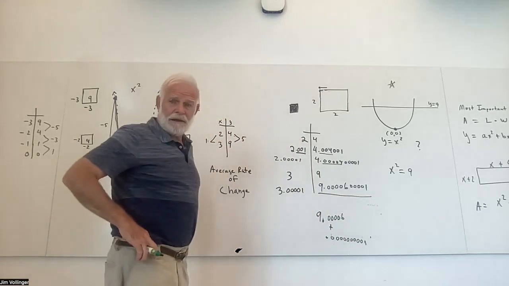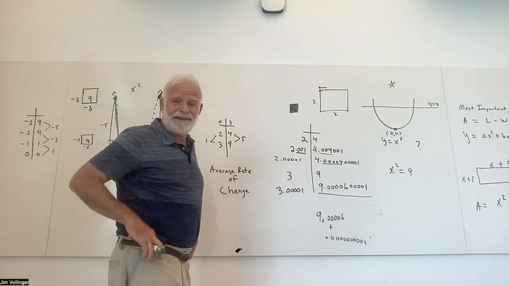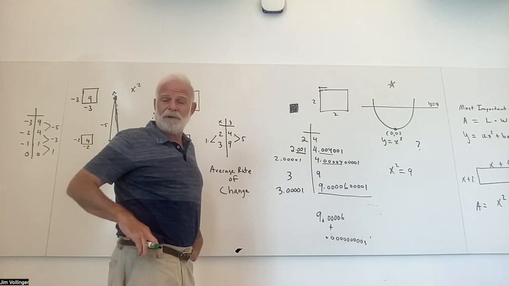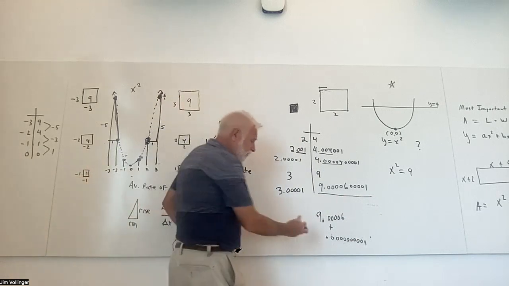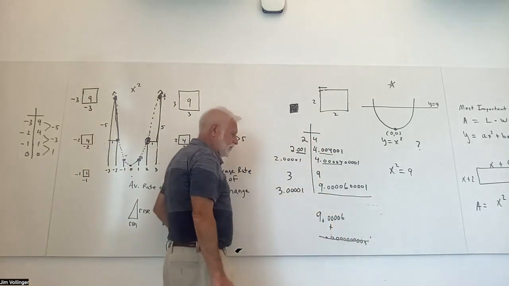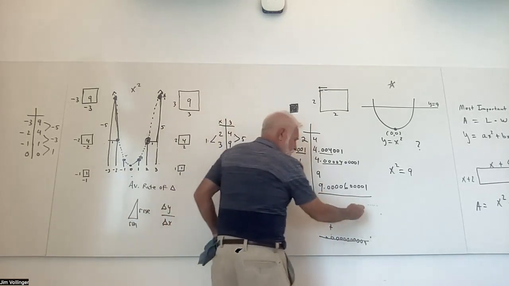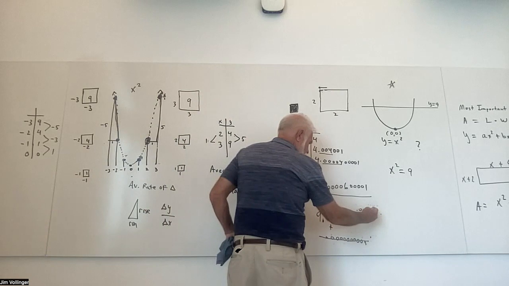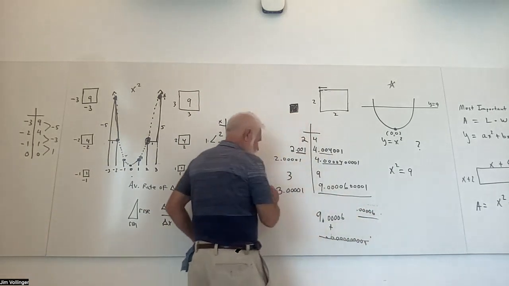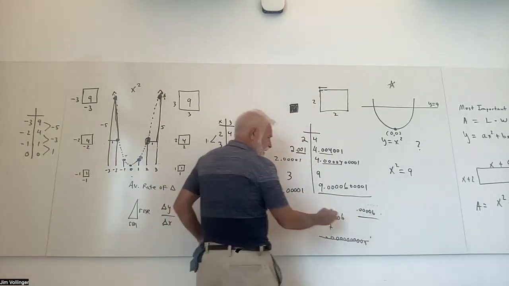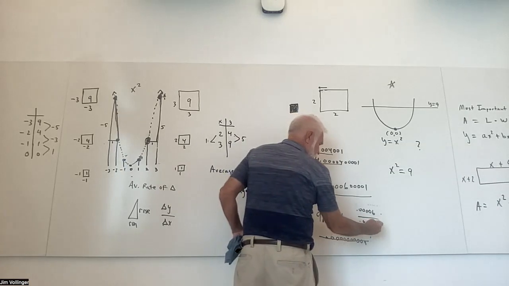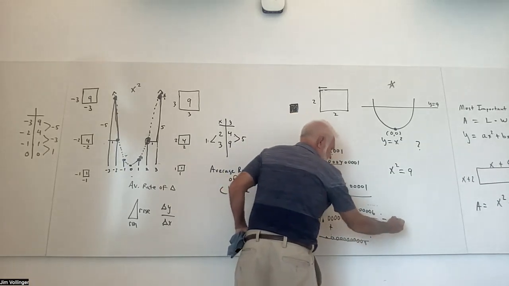Now NASA, I heard this, uses 8 decimal place accuracy to send people out into space. So they would ignore this, and they would say that this number is changing. This change is 0.00006 divided by the change in x, which is 5 decimals, 1, 2, 3, 4, 5. Turns out that's 6 to 1.